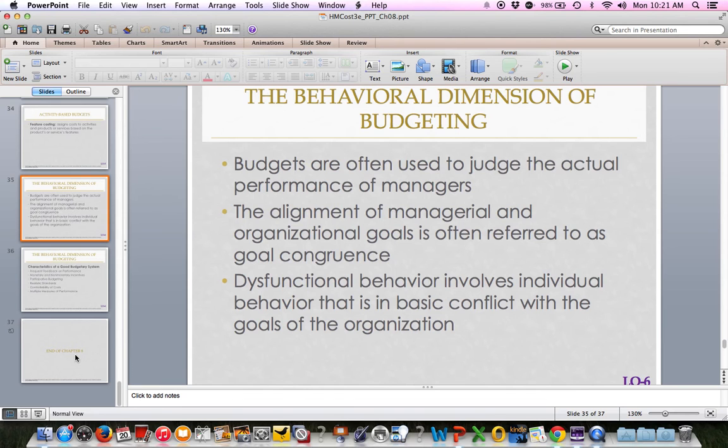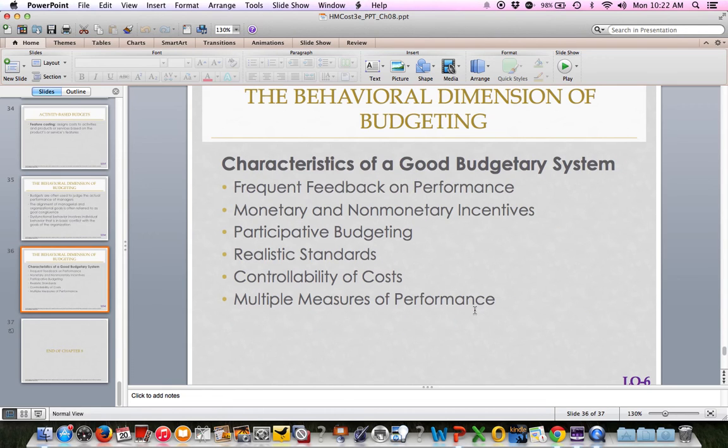So dysfunctional behavior involves individual behavior that is in conflict with the goals of the organization. So maybe just, I'm out for myself, I'm looking out for me, I don't care about the big picture, I just want to get mine. Obviously you've got people who think like that. You have to be careful about that.